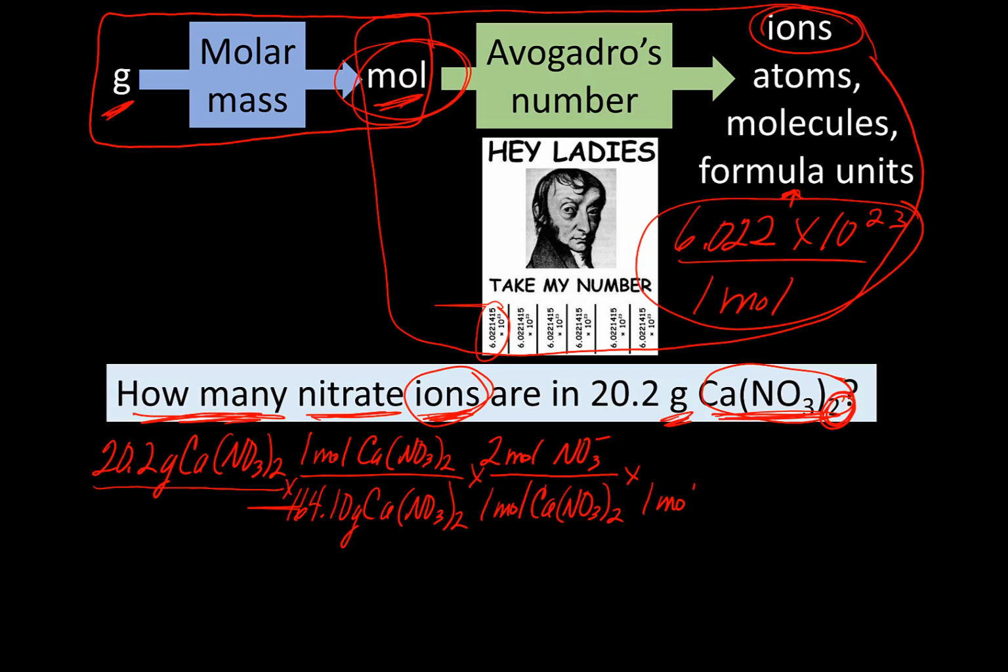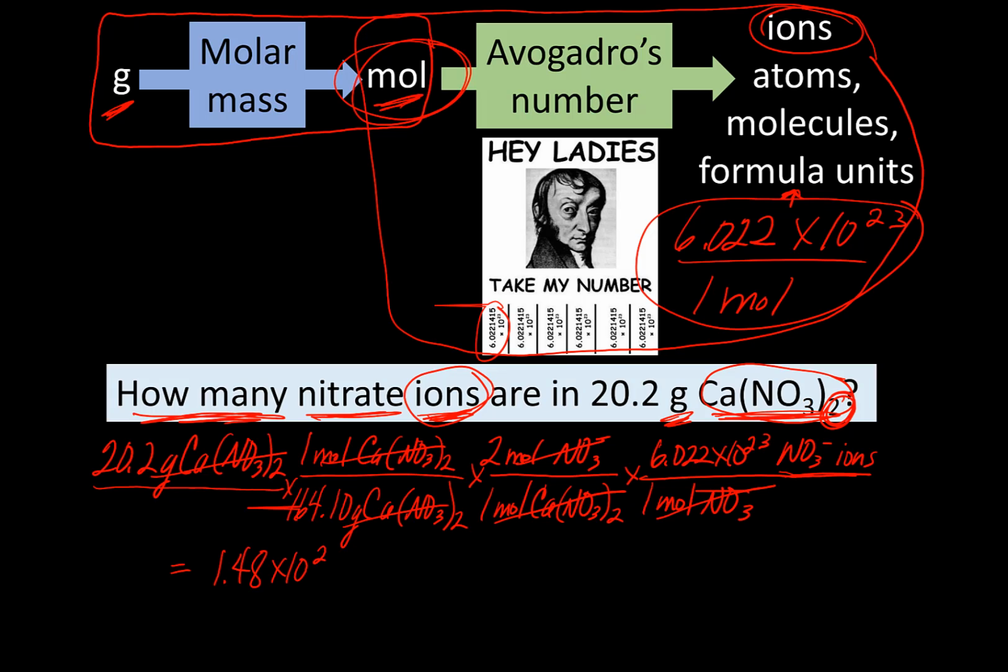So what you know is that in 1 mole of nitrate ions, you have 6.022 times 10 to the 23rd nitrate ions. So just making sure that everything cancels. Moles of nitrate cancel, moles of calcium nitrate cancel, grams of calcium nitrate cancel, and you're left with number of nitrate ions. So when you do all of the calculations involved there, you get 1.48 times 10 to the 23rd nitrate ions. And that's your answer to this problem. So those are the basics.